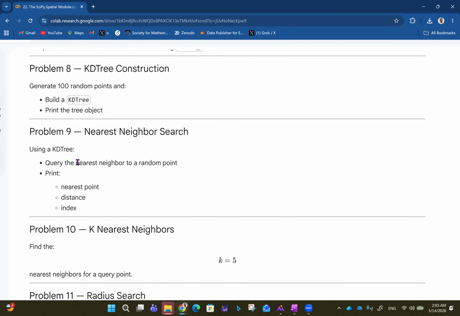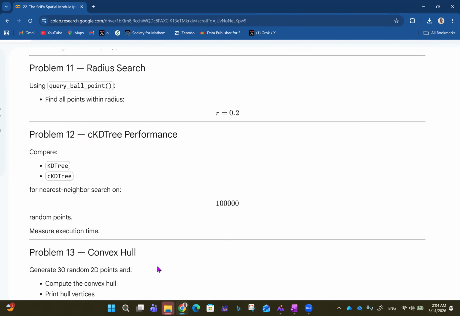Then problem 9, nearest neighbor search. Using a KDTree, query the nearest neighbor to a random point. Print nearest point, distance, and the index. Then k nearest neighbors. Find the k equals 5 nearest neighbors for a query point. Then you have radius search.